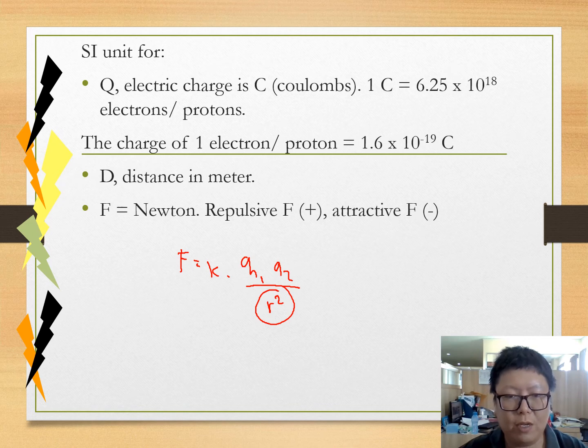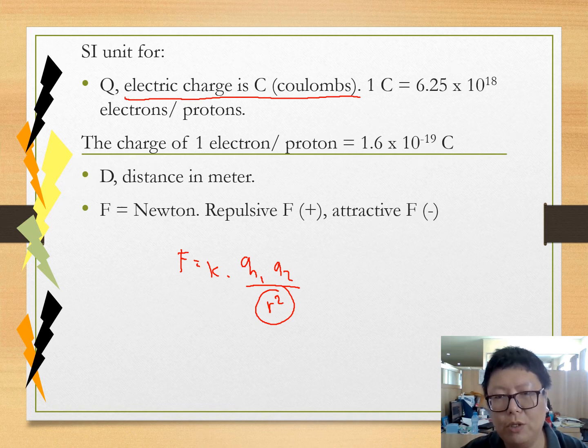So what is the unit for Q? Q is the electric charge. You can use the capital or small letter; some books use the small letter, some books use the capital letter. The unit for electric charge is the coulomb. Don't forget. 1 coulomb is equal to 6.25 times 10 to the power of 18 electrons or protons. Wow, it's very huge, right? So the charge of 1 electron or 1 proton is 1.6 times 10 to the power of negative 19 coulomb. How do you get this? You just divide: 1 divided by this number, you get this answer.